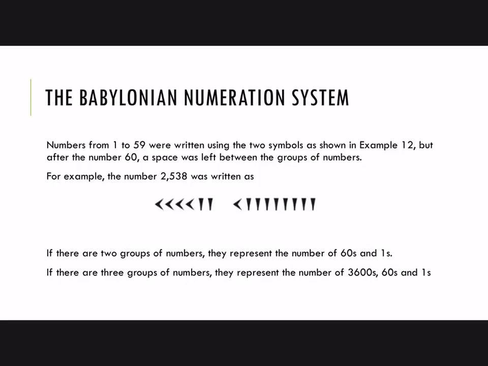Okay, 1 through 59 were written using those two symbols, but after the number 60, a space was left between groups of numbers, and they started grouping by 60s. All right, so why 60s? Some may think that this has something to do with time. They did more accurately look at time in terms of hours and minutes and things like that.